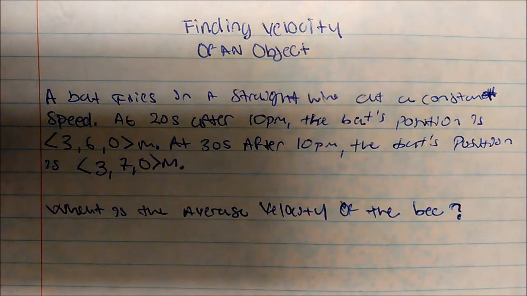It says, a bat flies in a straight line at a constant speed. At 20 seconds after 10 p.m., the bat's position is 360 meters. At 30 seconds after 10 p.m., the bat's position is 370 meters. So what is the average velocity of the bat? In other words, what was the velocity of the bat in that time period?